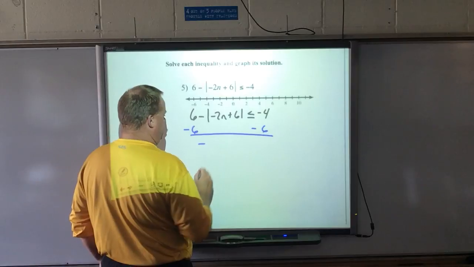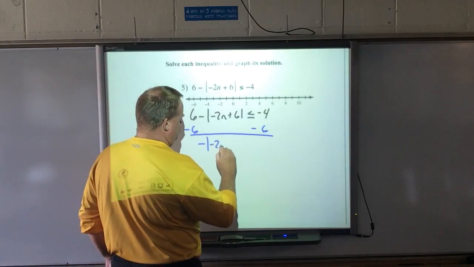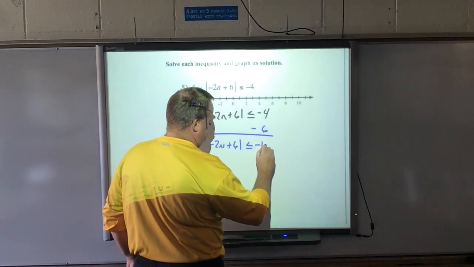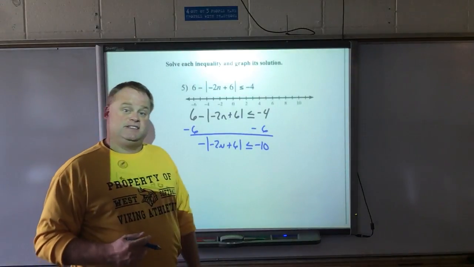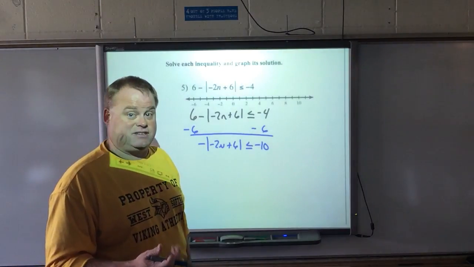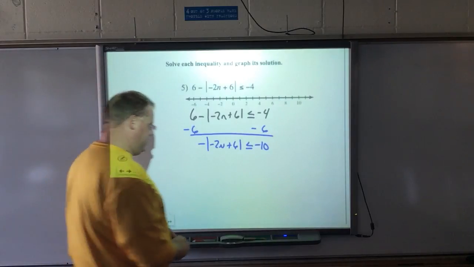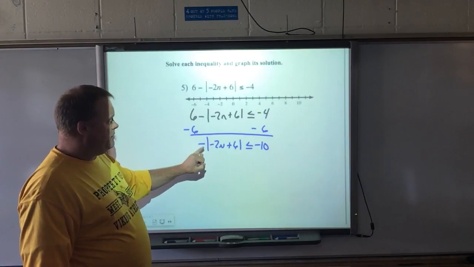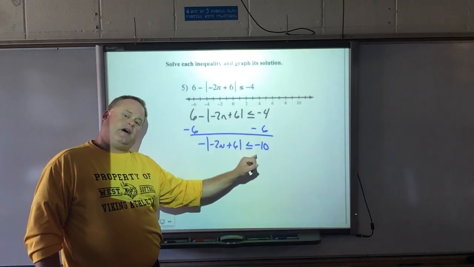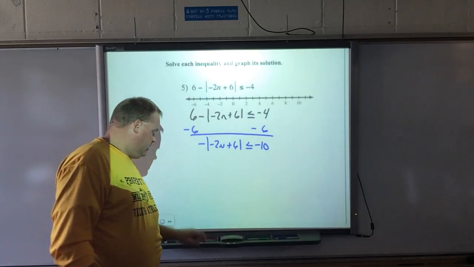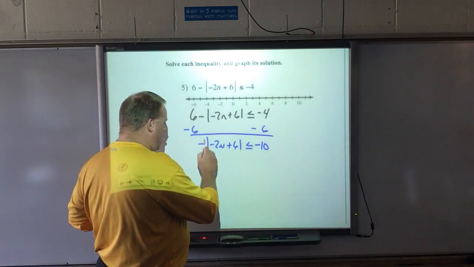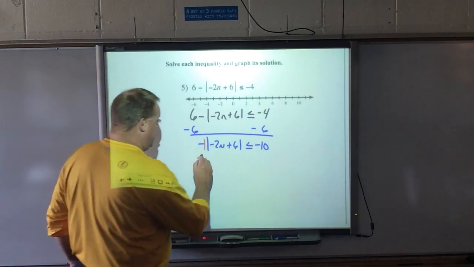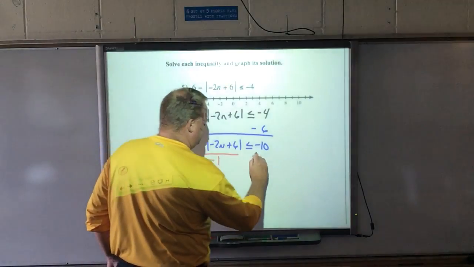So I'm now left with a negative absolute value of negative 2n plus 6 less than or equal to a negative 10. Negative 4 minus 6, same thing as saying negative 4 plus a negative 6, which is negative 10. And then I have something out here that's going to change things a little bit. I have a negative. And you're also thinking to yourself, wait, I got a negative out here. Well, this negative is really like saying I have a negative 1 in front of this absolute value, and I can't have that. I have to divide by a negative 1.